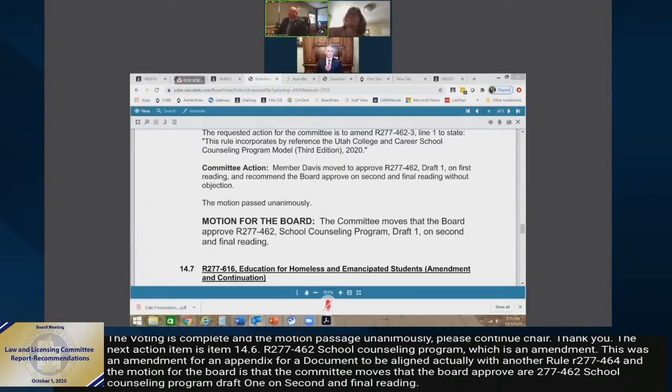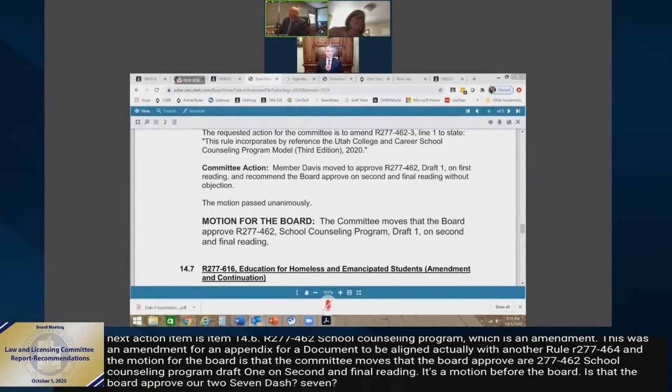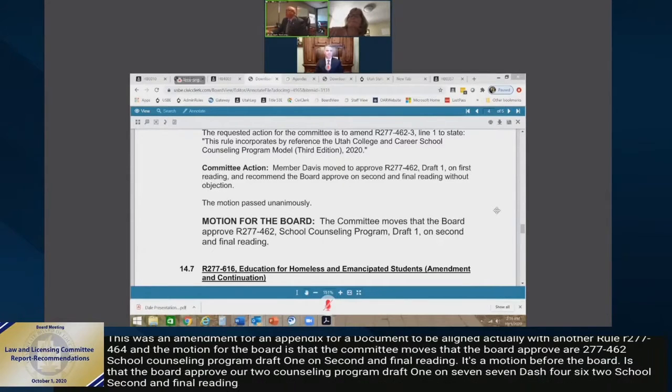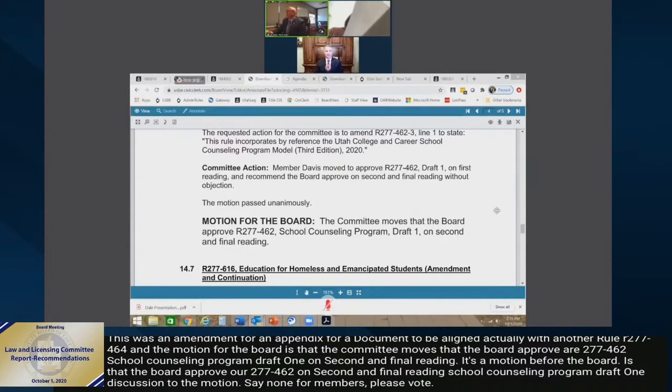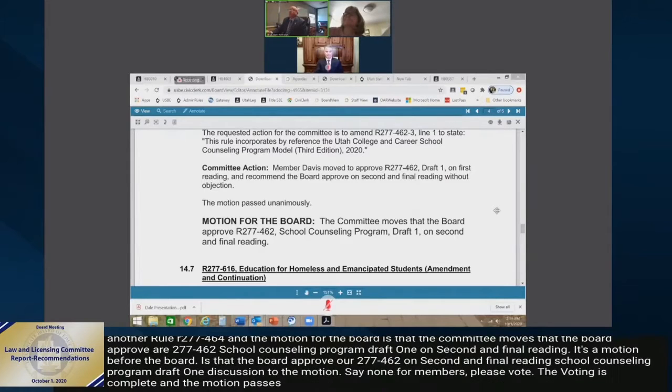Okay, the motion before the board is that the board approve R277-462 School Counseling Program Draft 1 on second and final reading. Discussion to the motion? Seeing none, board members, please vote. The voting is complete and the motion passes unanimously. Please continue, Chair.